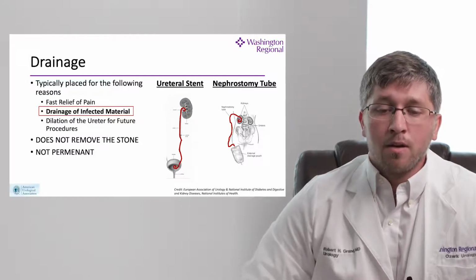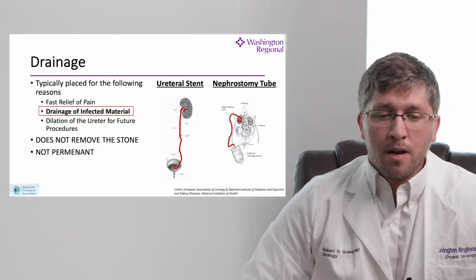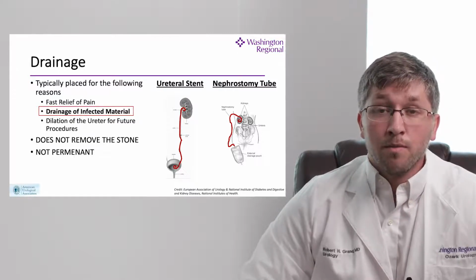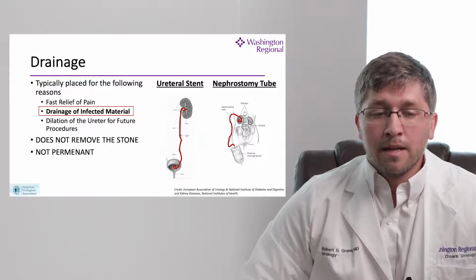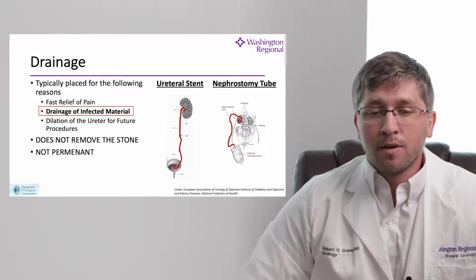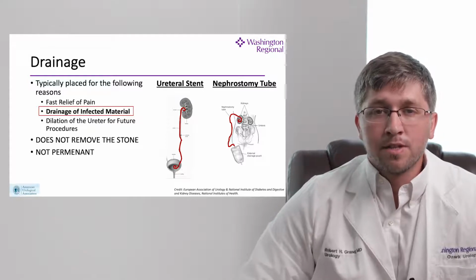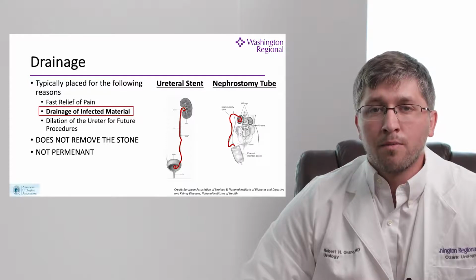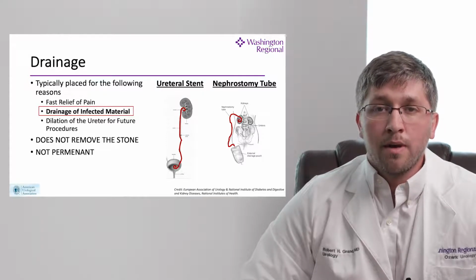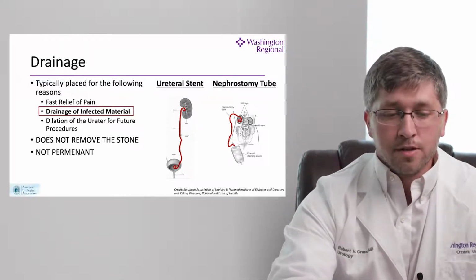manage this at home. It's important to note that neither of these procedures remove the stone, and neither of these tubes are permanent. So if you have a stent or a nephrostomy tube placed because of a stone, it's very likely that you're going to have a second surgery or second procedure down the road in order to remove the stone and to remove the drainage tube.